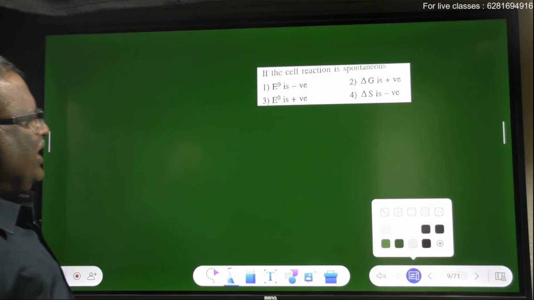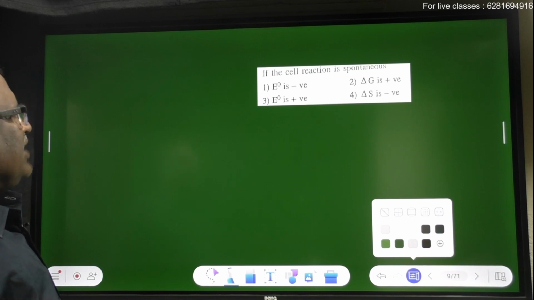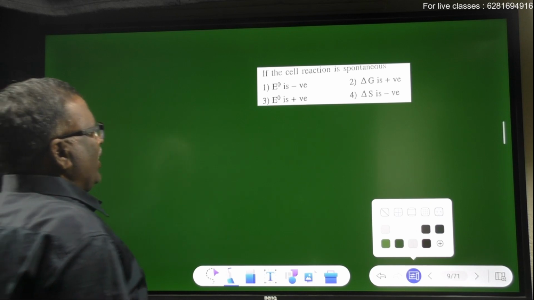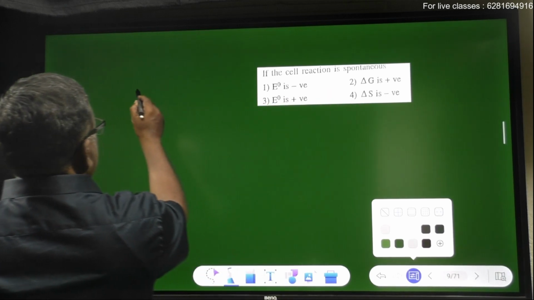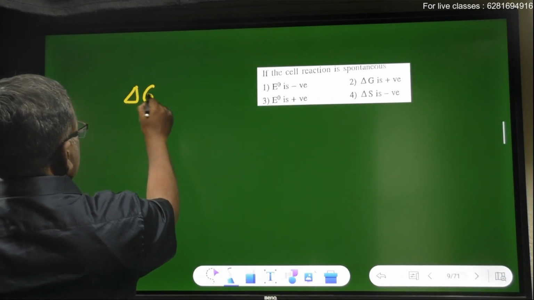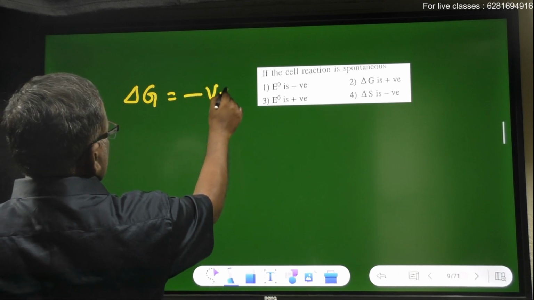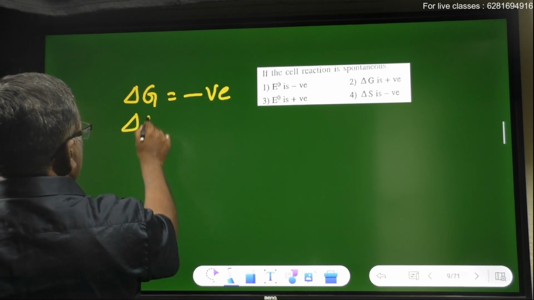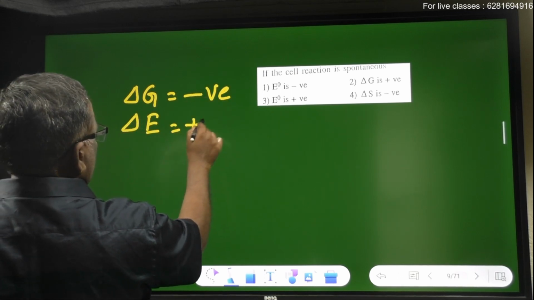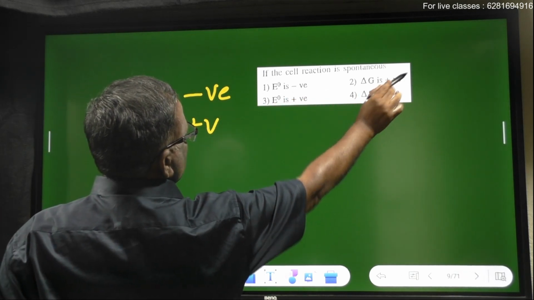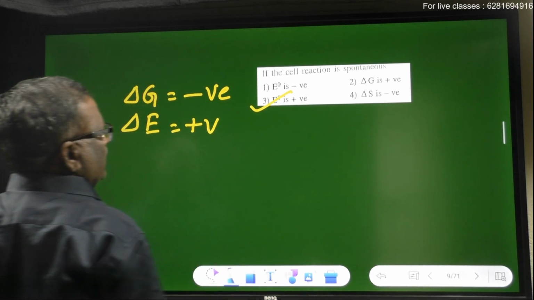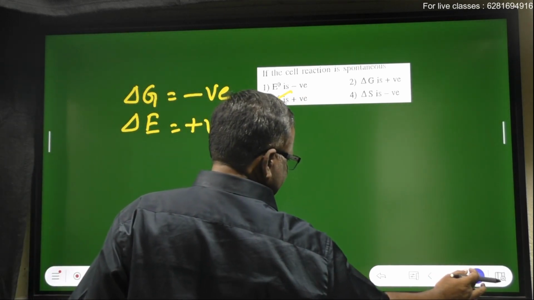Next, the cell reaction is spontaneous when, just now we discussed, delta G should be negative and delta E should be positive. So if delta E is negative, it is not spontaneous; if delta G is positive, it is not spontaneous. So the third option is correct.